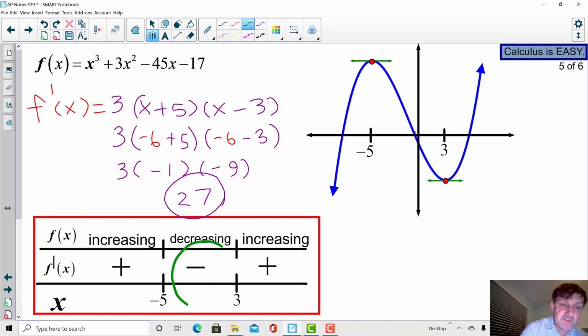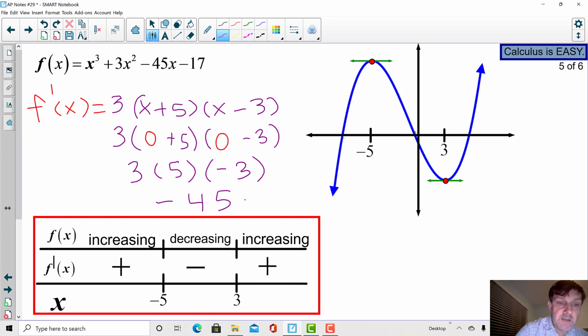Now let's check the right side of -5. We can plug in something like 0. When I plug in 0, I get -45. What's important is that it's negative. So I'm saying my first derivative is negative when I plug in 0. And so that means my original function is going to be decreasing on that entire interval from -5 to 3. If you look at the graph, you can see we are decreasing from -5 all the way to 3.